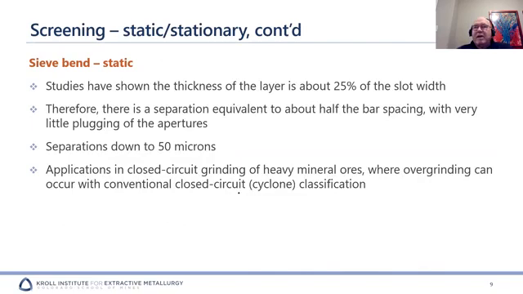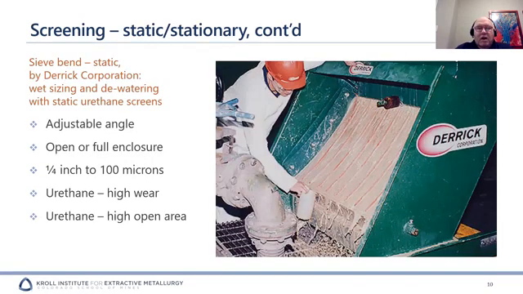We have sieve bends. This is a probability machine that's based on a curve. We won't get into much about that, but this is what it looks like. You can change the angle on them. You get different pulp densities coming down. They don't vibrate, but this is a sieve bend design screen.